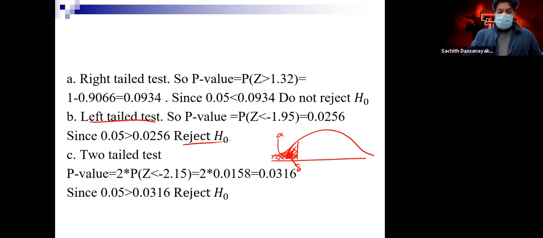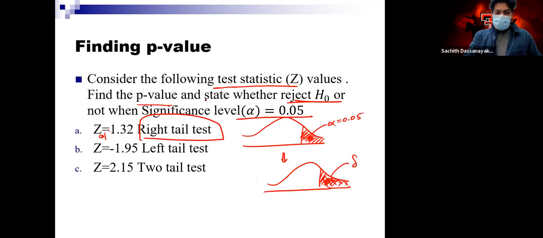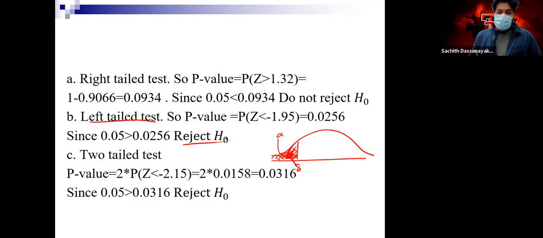Let's check the third one. Let me go back. Z is 2.15. Okay.